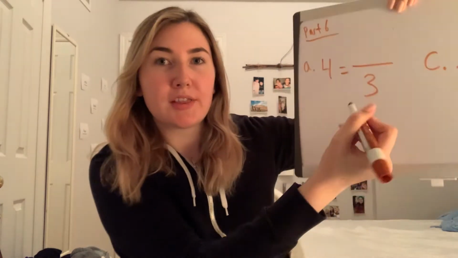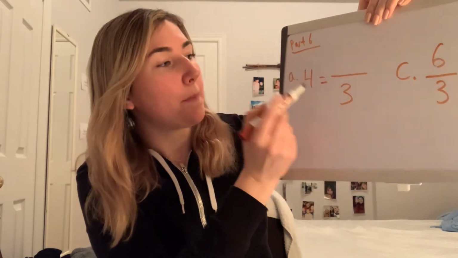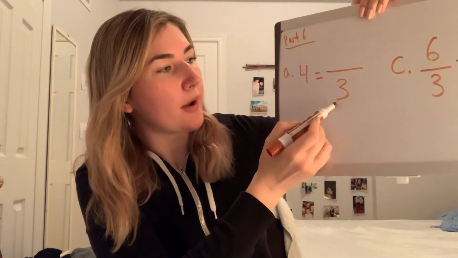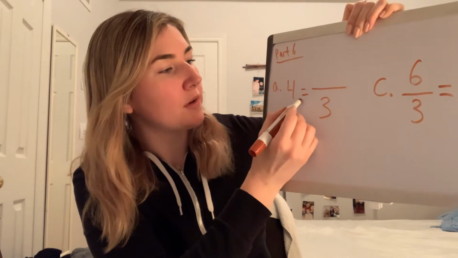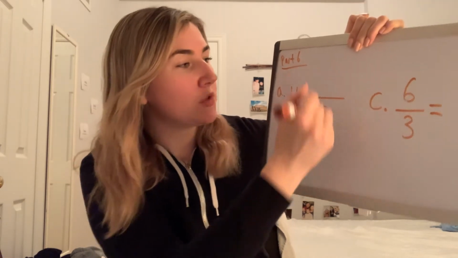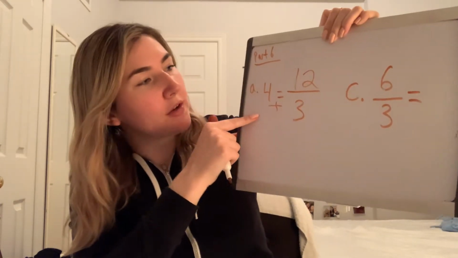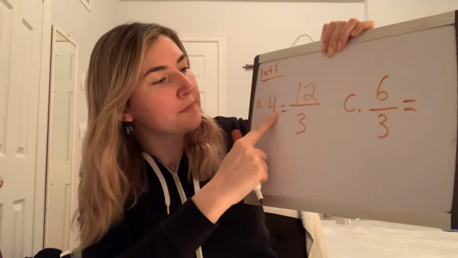And then our trick that we have to remember is whenever we're looking for our top number, we have to multiply our whole number by our bottom number. So we're going to multiply 4 times 3, which will give us 12. And there's our answer. 4 equals 12 over 3.